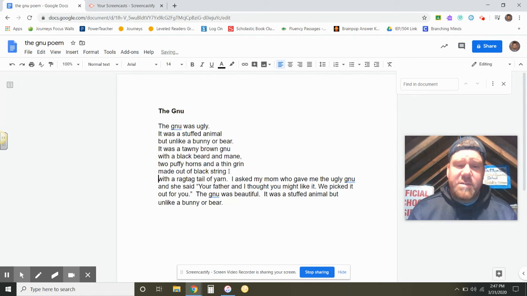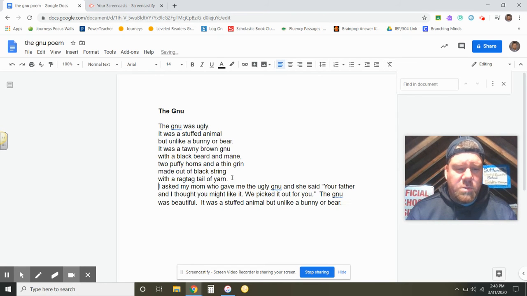That's a significant thing because it's trying to describe the grin on the stuffed animal's face. It's made out of black string. And then here we have a ragtag tail of yarn. And I think that's a good line as well.